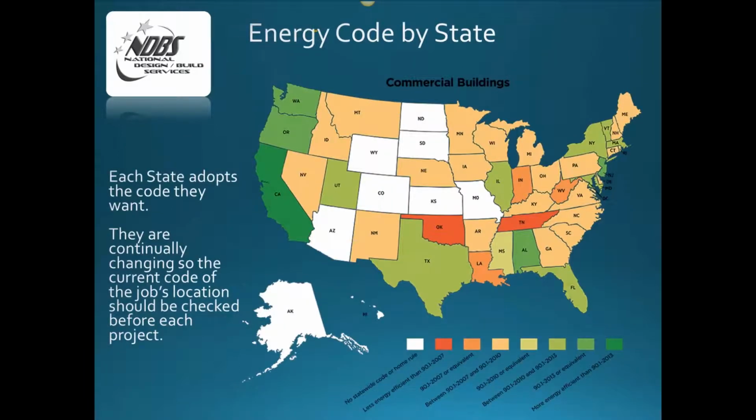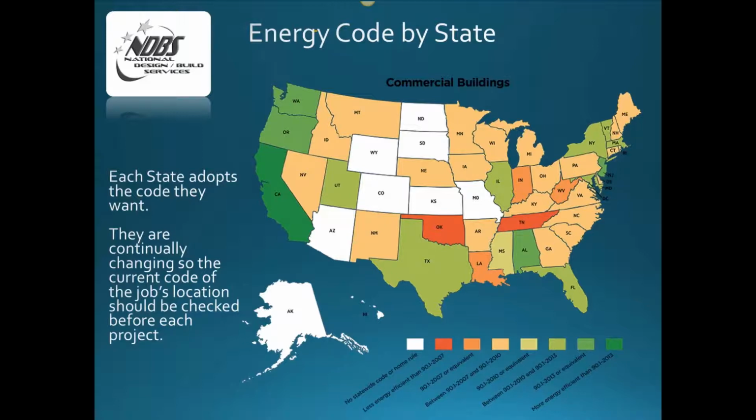Each state can set their own energy code, or what version of the energy code. Some are newer, some are older. They're continuously changing. So on the coasts, they tend to be a little bit more stringent. And then in the middle of the country, they are a little bit further behind as far as energy efficiencies. California has their own energy code, which is a whole other ball of wax that we won't get into today. But you can see it really is ever changing.